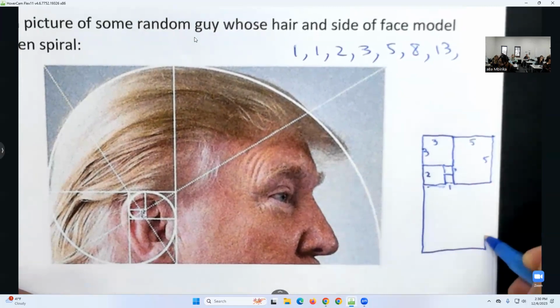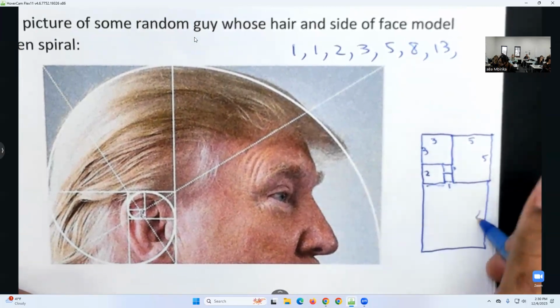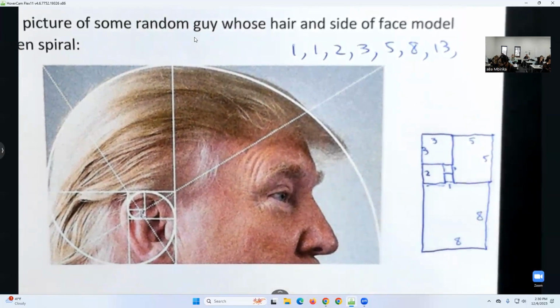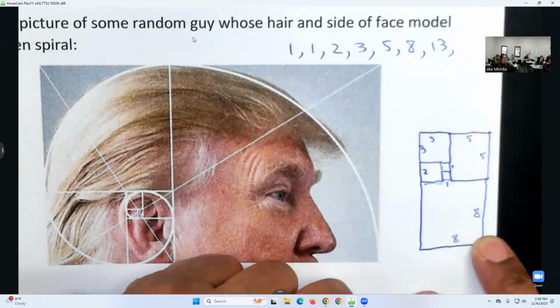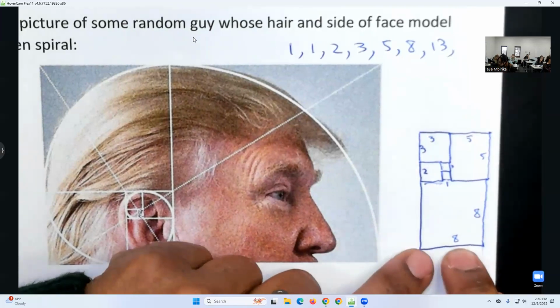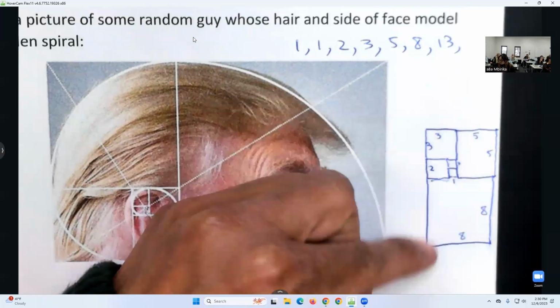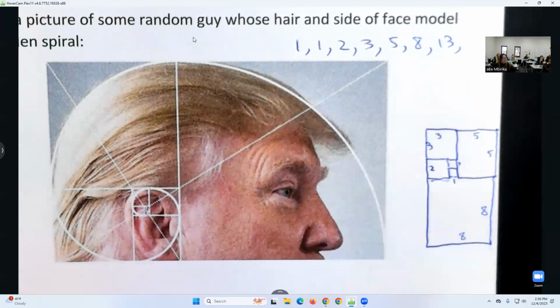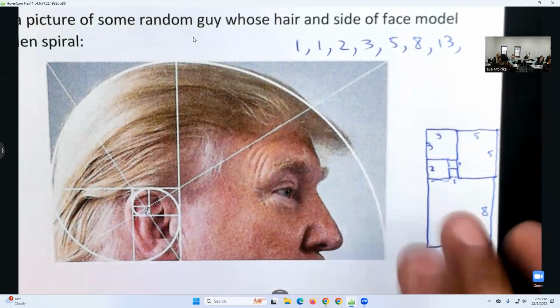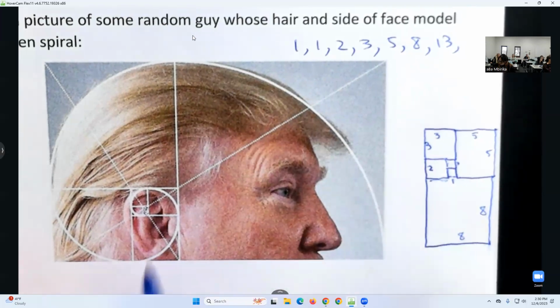And what we're doing as we do this, we're getting closer and closer to the dimensions of a golden rectangle. The golden rectangle, remember, is the one where the ratio of the big part over the small part is exactly the golden ratio. And so we're saying 8 plus 5 is 13, divided by 8, is approaching the golden ratio. And if we do this infinitely, we're going to get an infinite size rectangle.